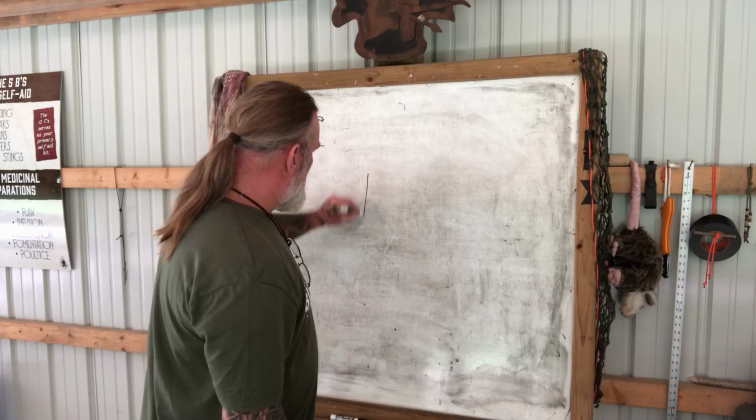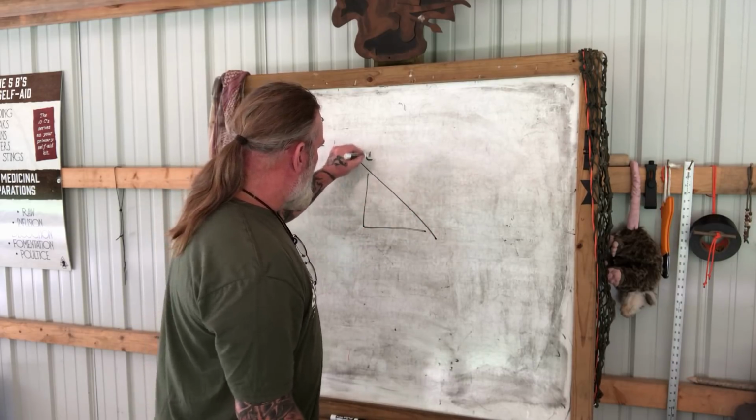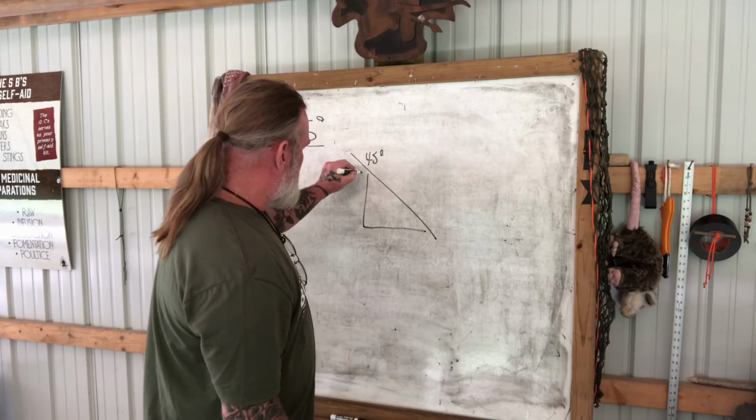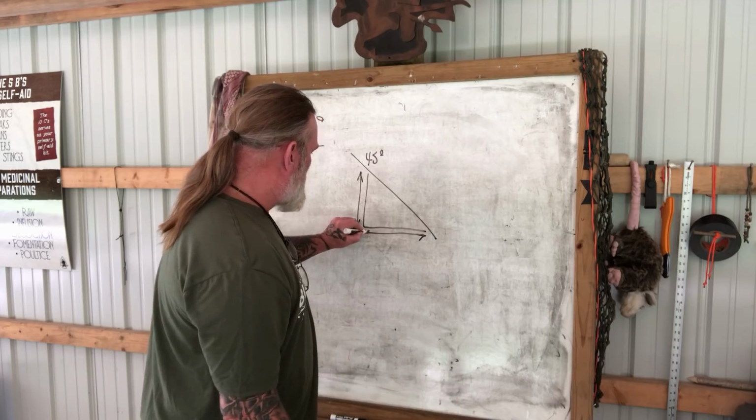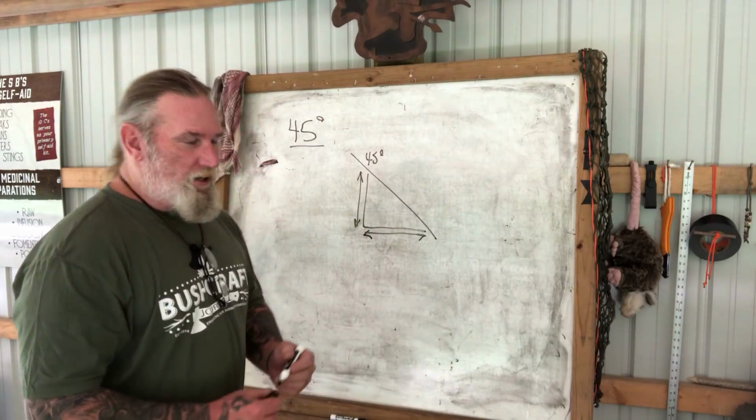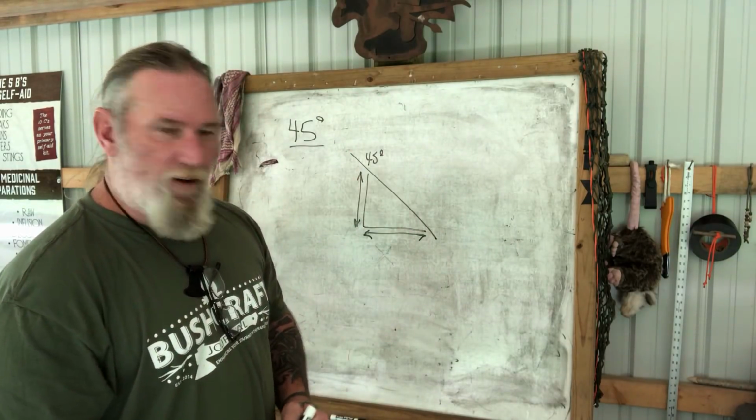If we have a line this way and a line this way, and we have a 45 degree angle here, then this distance and this distance are going to be equal. And we can use that on the ground, or we can use that in the air to our advantage.